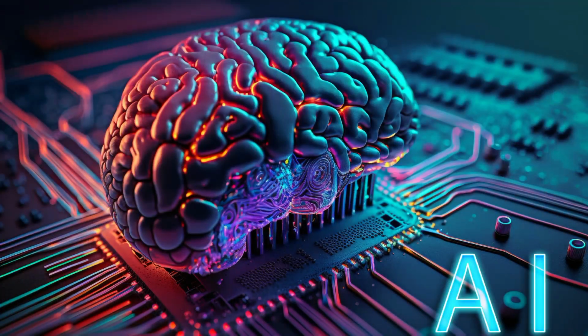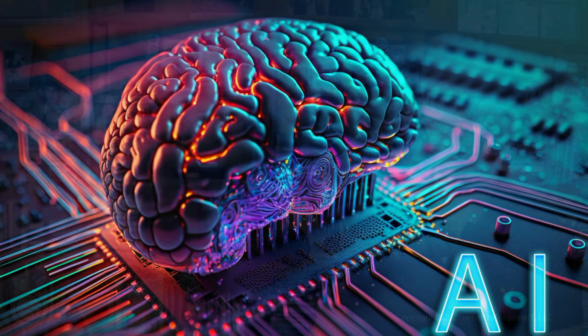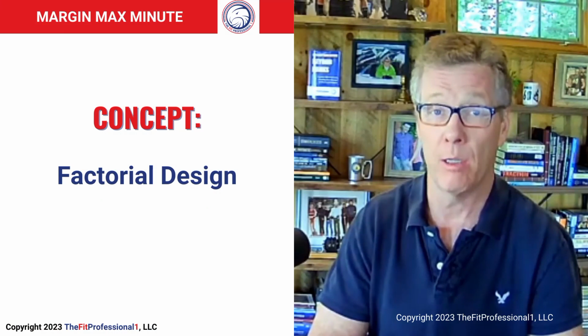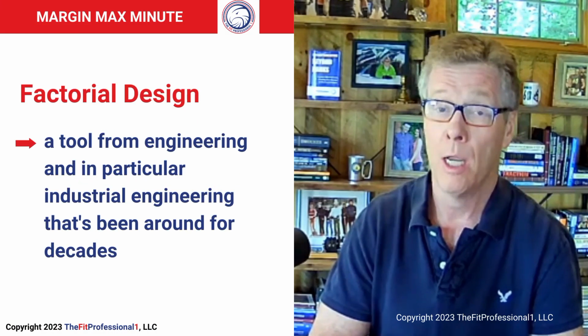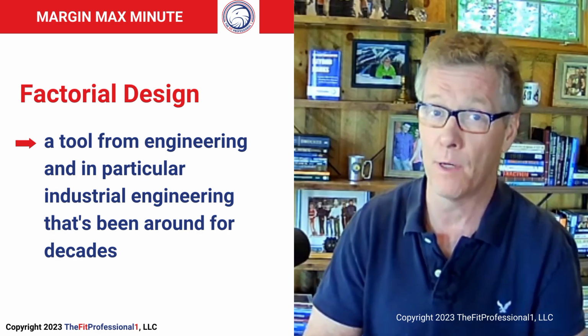I want to talk about the idea of artificial intelligence, but not directly. First, I want to cover this concept of a factorial design. This is a tool from engineering, and in particular, industrial engineering, that's been around for decades. What it means essentially is that we have to sit back and determine just what we're going to test.